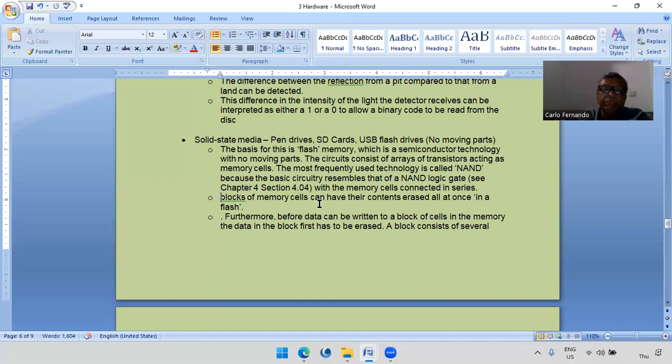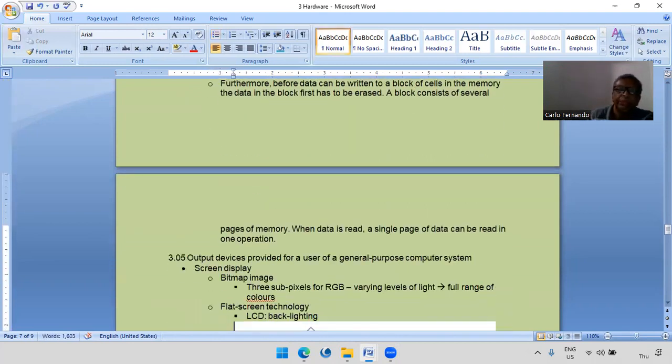Then blocks of memory cells can have their contents erased all at once in a flash. So that's another reason why this is called flash memory. Furthermore, before data can be written to a block of cells in the memory, the data in the block first has to be erased. For writing, you have to erase it.